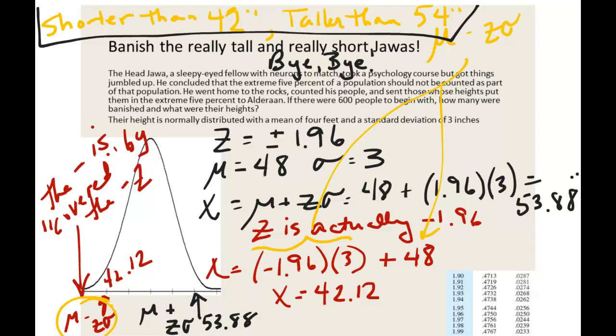And finally, because there were 600 Jawas, 5% of that is 0.05 times 600, or 30. So really, they're only banishing about 30 of their tribe, pack, civilization, whatever you want to call it.